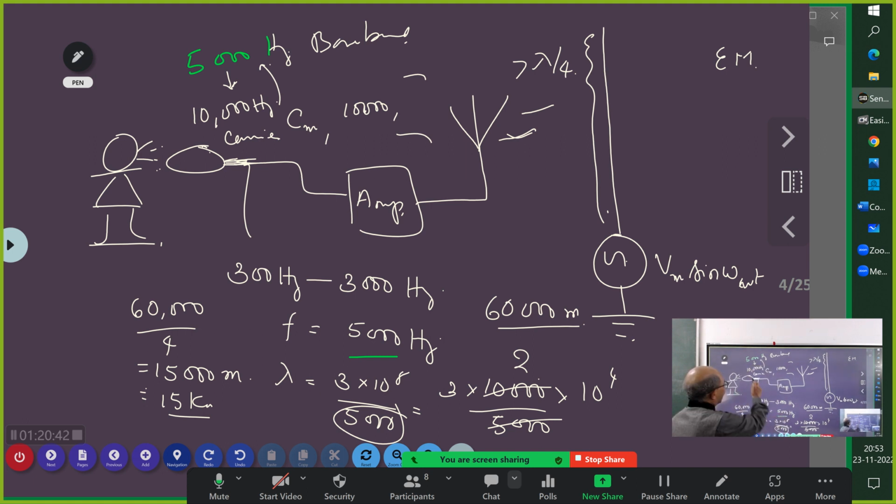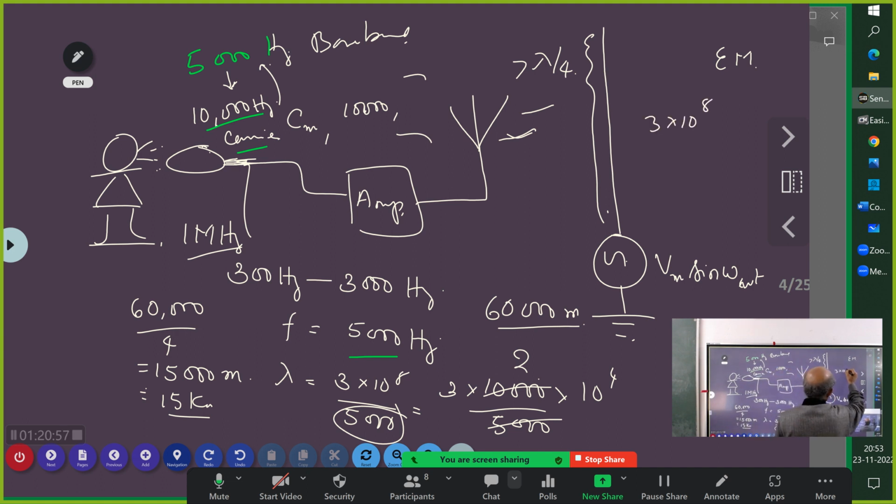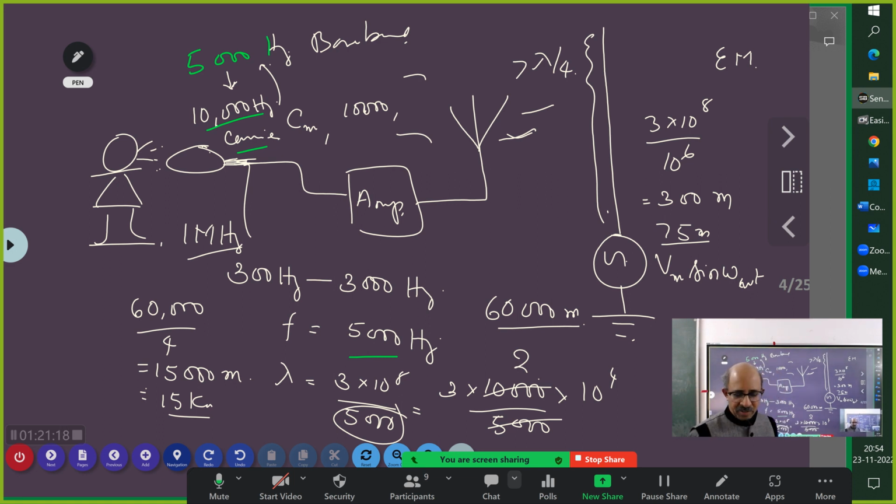If you use a higher carrier, the antenna can become smaller and smaller. If the carrier is, say, 1 megahertz, what will be the antenna size? Wavelength is 3 into 10 to the power of 8 divided by 10 to the power of 6, so 300 meters. 1/4 of this will be 75 meters. So the minimum antenna size necessary will only be 75 meters.